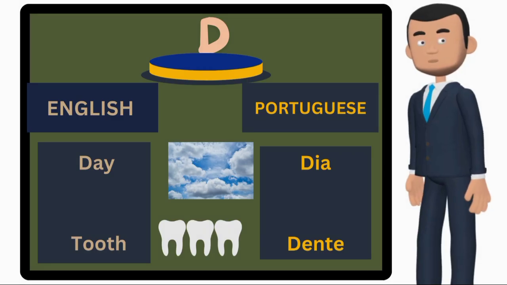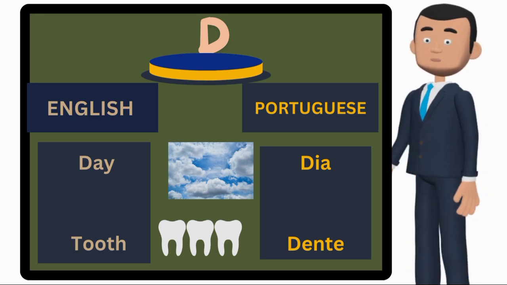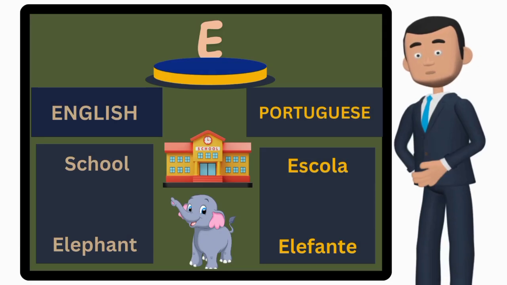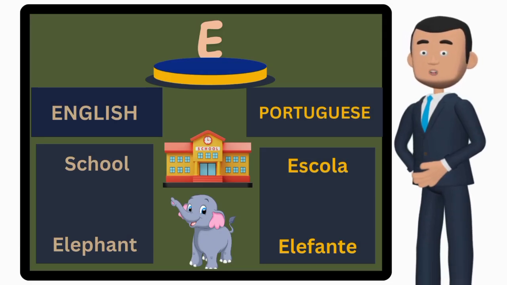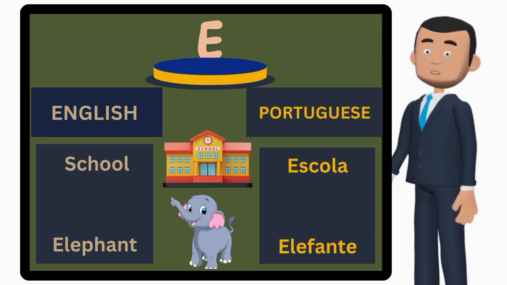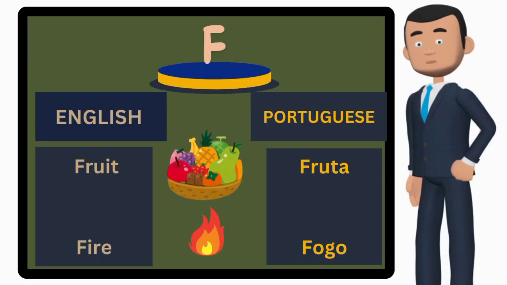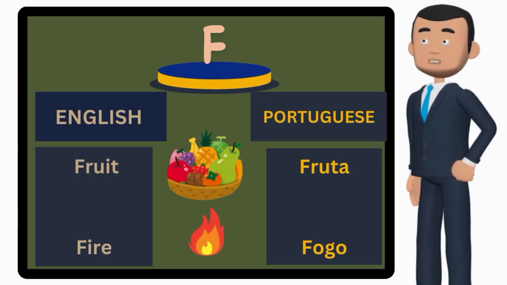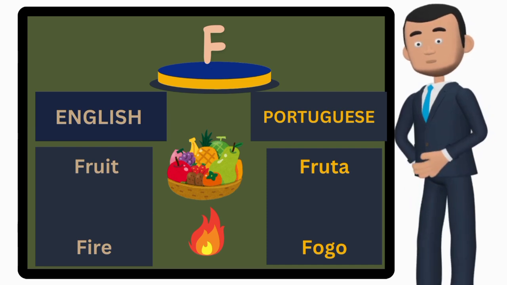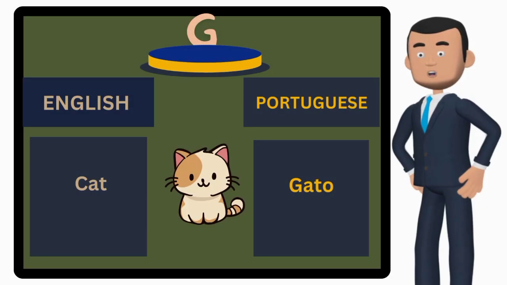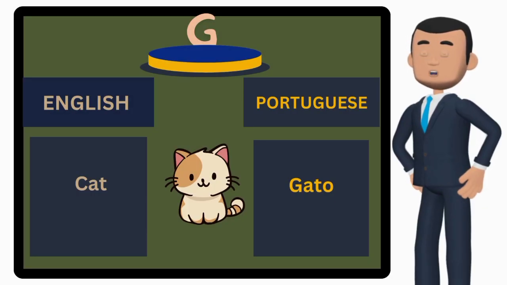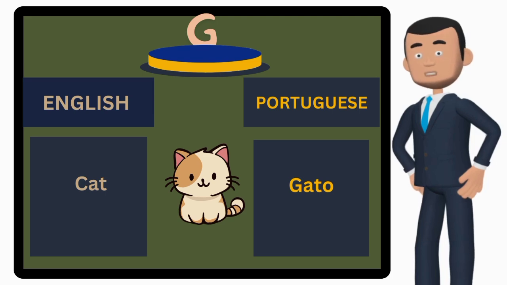D. Example: dia, day; dente, tooth. E. Example: escola, school; elefante, elephant. F. Example: fruta, fruit; fogo, fire. G. Example: gato, cat.